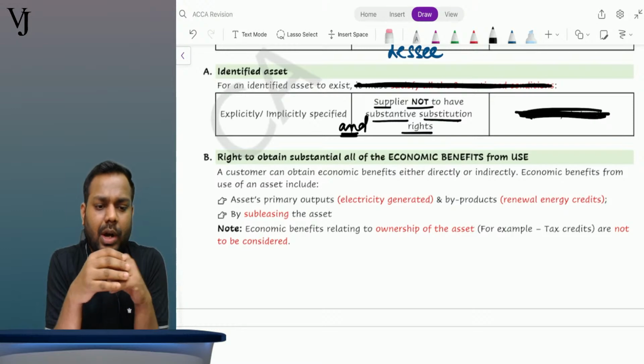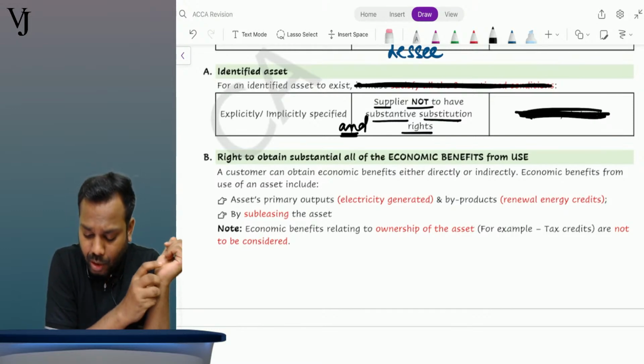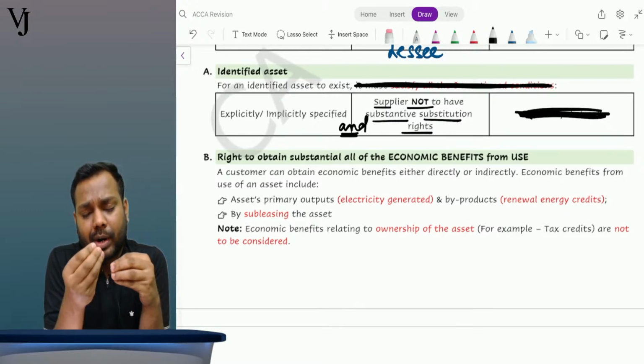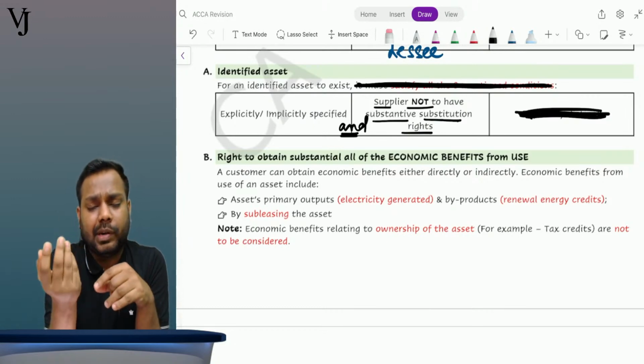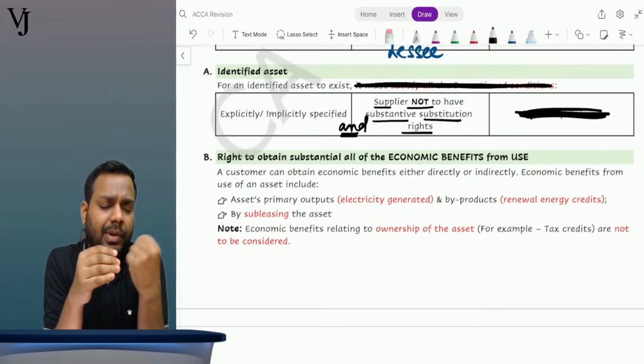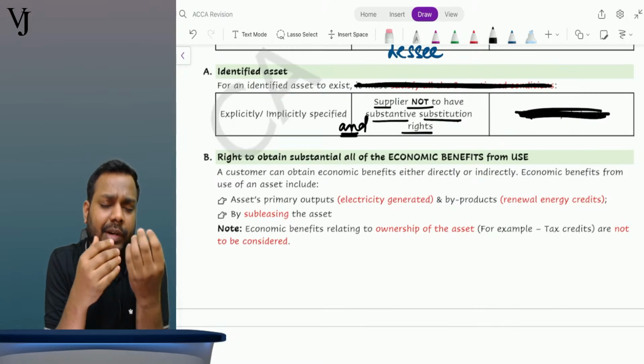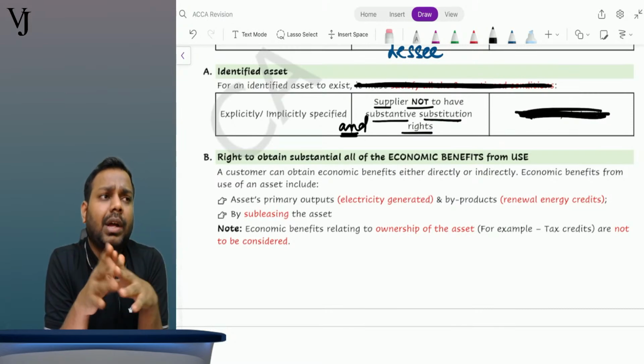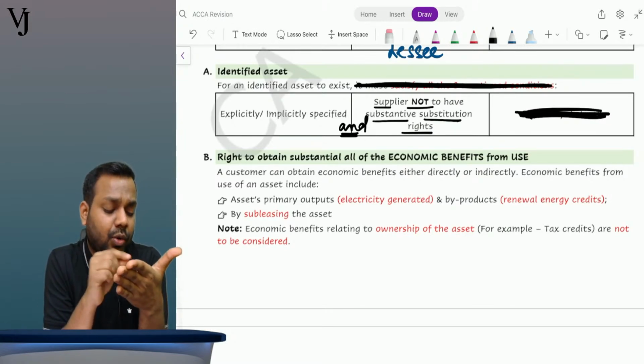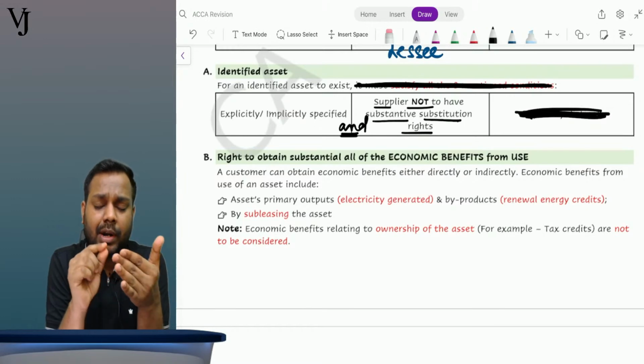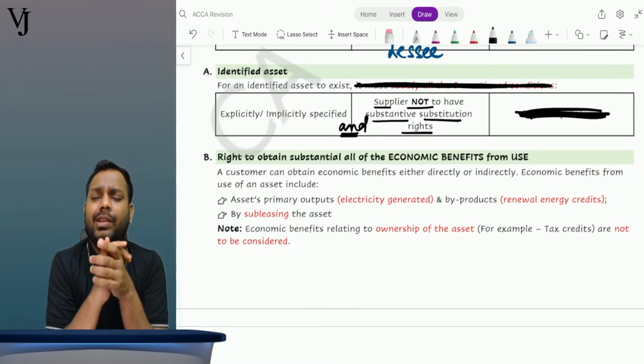Right? So it says it should be specified in the contract either implicitly or explicitly. Now you should ask me, what is the meaning of explicitly and implicitly? Explicitly means, let's suppose I have taken a flat on rent. In the contract it is mentioned flat 201 is the flat given on rental to Vishal Jain. Now what is the meaning of implicit?